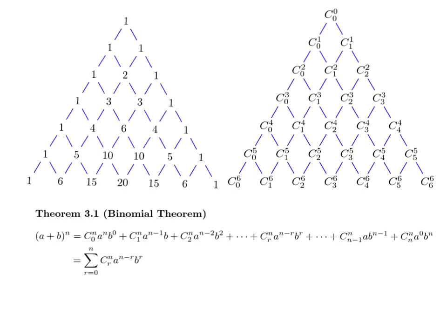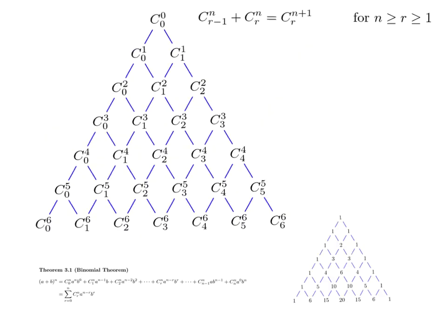The binomial theorem tells us that the coefficients of the expansion of the nth power of a plus b are just nCr. But we also know that the Pascal triangle gives the coefficients of the binomial expansion. So the binomial coefficients nCr must be related to the Pascal triangle. Actually, the relation relies on this identity. Note that we have nC(r minus 1) plus nCr equals (n plus 1)Cr. So for example, we have 4C2 plus 4C3 equals 5C3.